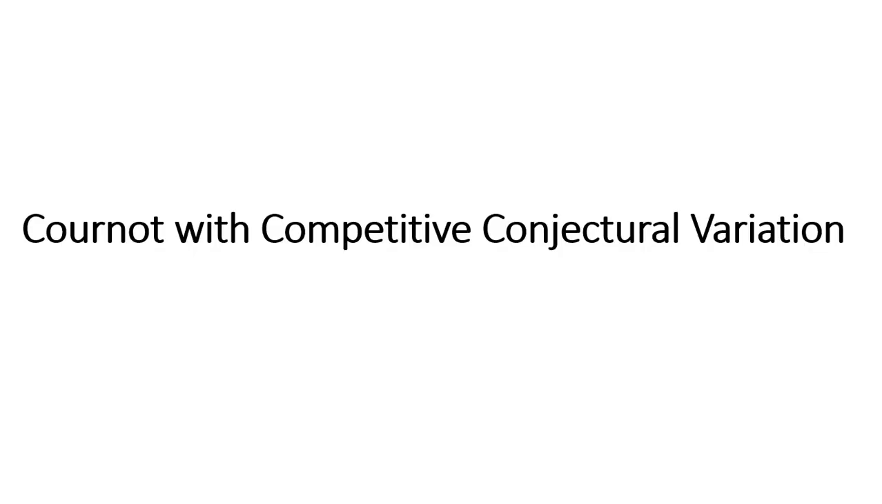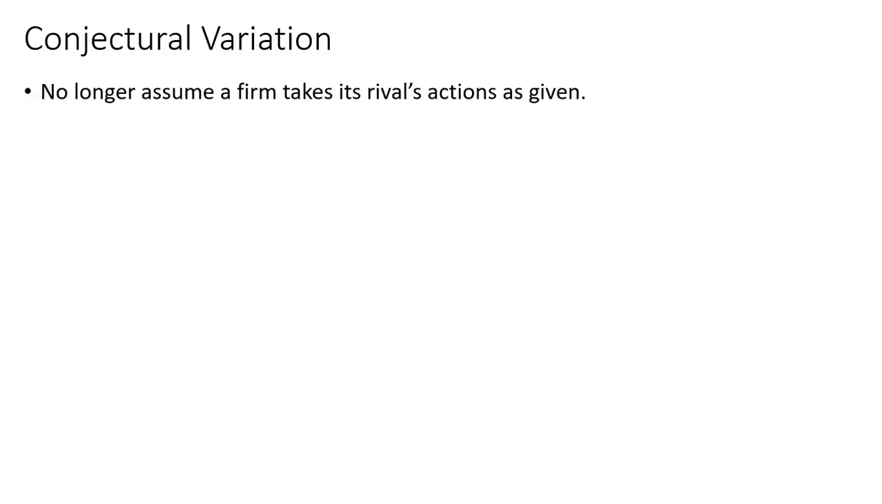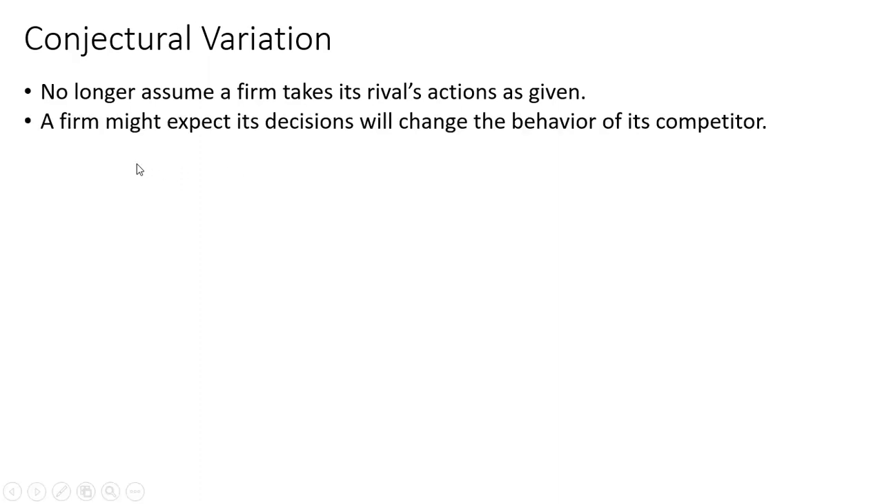In the second video on conjectural variation, we're going to look at Cournot, this time with competitive conjectural variation. So what is conjectural variation? We're no longer going to assume a firm takes its rival's actions as given or fixed. A firm might expect its decisions will change the behavior of its competitor.